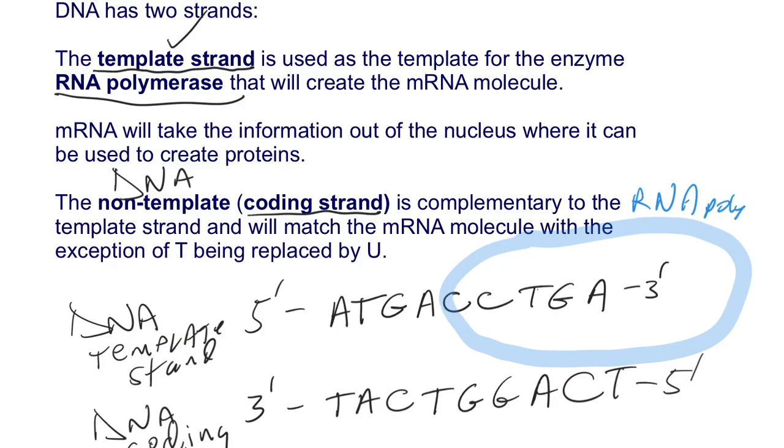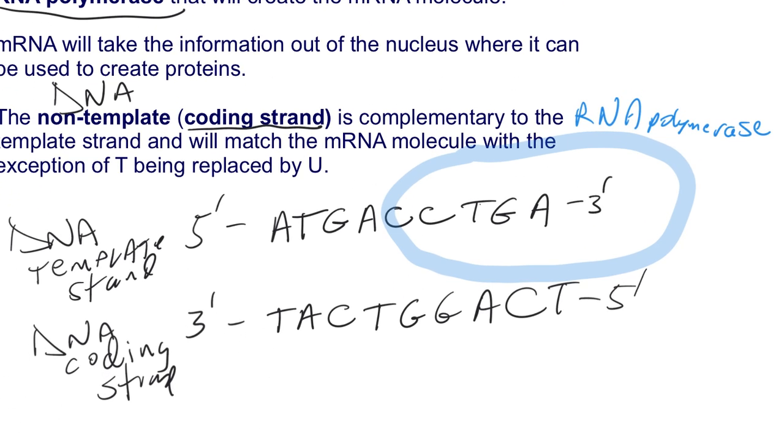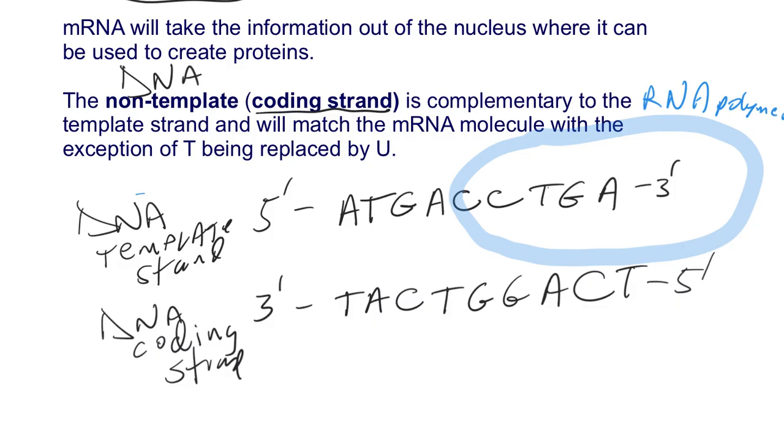So it's going to read 3 to 5. And let's say it decides that the template strand is this one right here on top. So it's going to fit in, starting 3 to 5. It will place nucleotides, but not a T. It will place RNA nucleotides, which are the same as DNA, except for uracil instead. That replaces thymine. So this would be G, A, G, G, U, C, A, T.